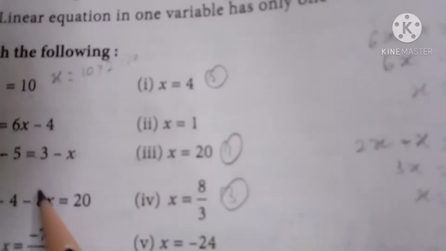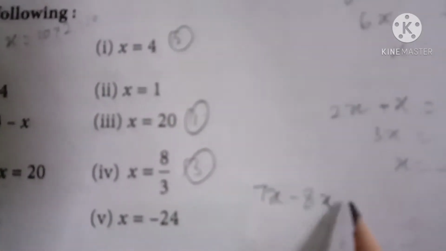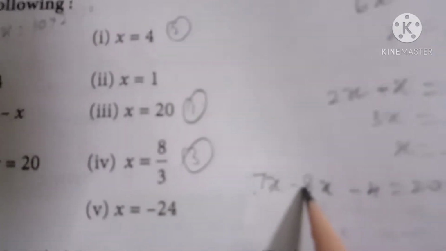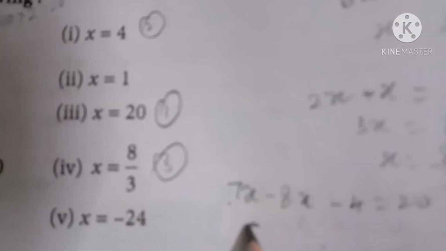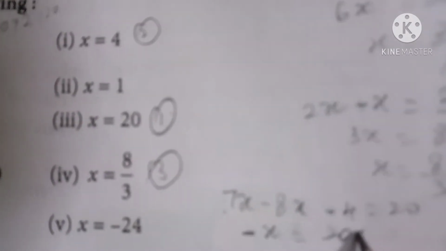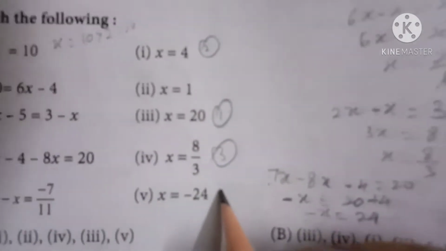And then the next question, 7x minus 4 minus 8x. Bring the like terms together, that is 7x minus 8x minus 4 is equal to 20. Plus and minus is minus. Therefore, 8 minus 7 is 1. The greater number's sign is minus. So, minus x is equal to 20. When you bring this minus 4 to your right hand side, it becomes plus. Therefore, minus x is equal to 24. As the variable should not carry the negative sign, you shift the sign to your right hand side. Therefore, x is equal to minus 24.